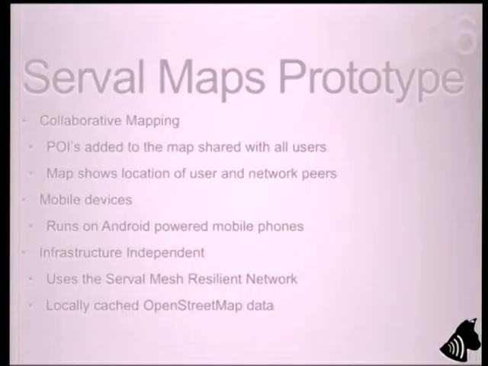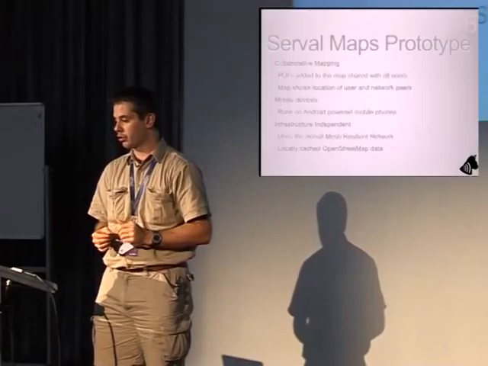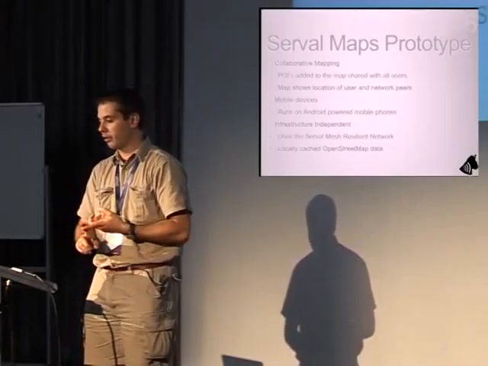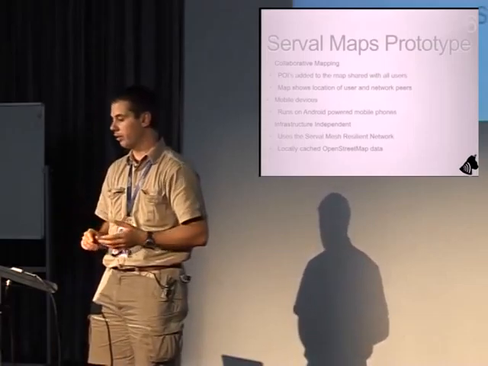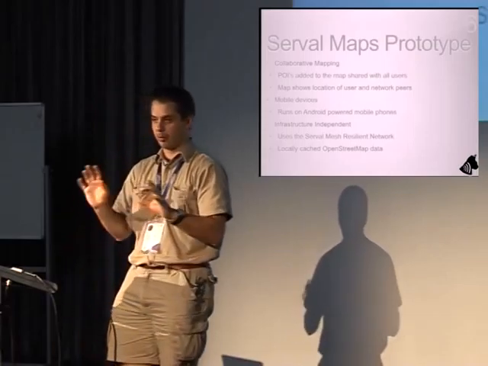So then, in terms of the prototype, it was indeed created. Corey did a fantastic job in the limited time available for an honours project. And he's made an application, which we'll see some screenshots of shortly, that lets you create points of interest on the map. It shows where you are on the map. It shows where other people are on the map. It can run on Android phones. And it can work in complete isolation.